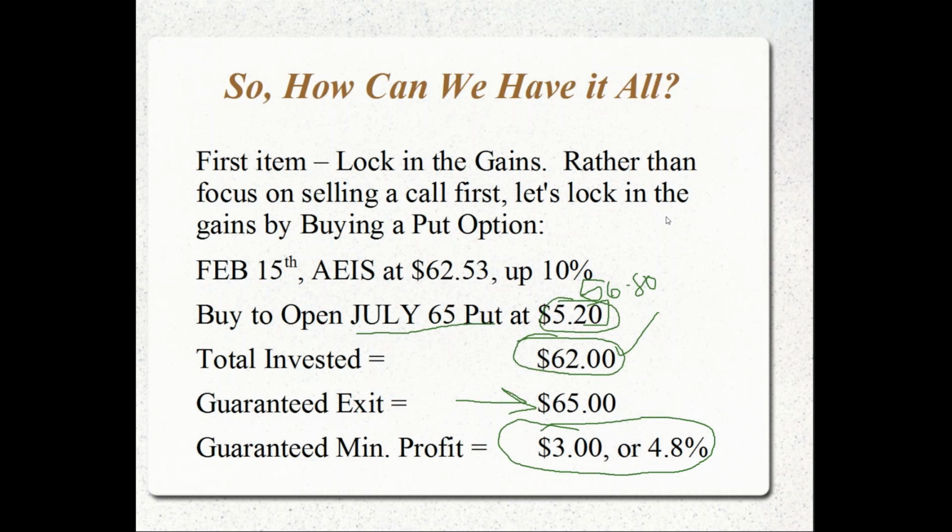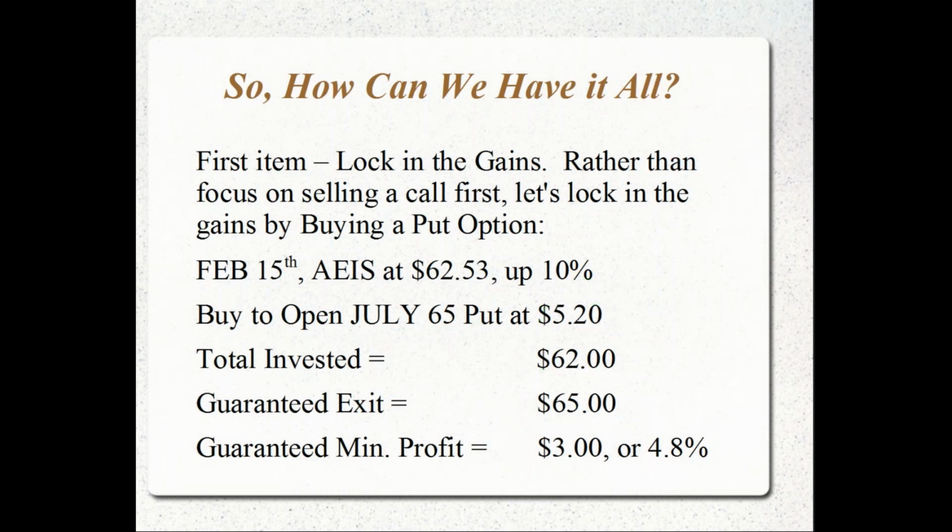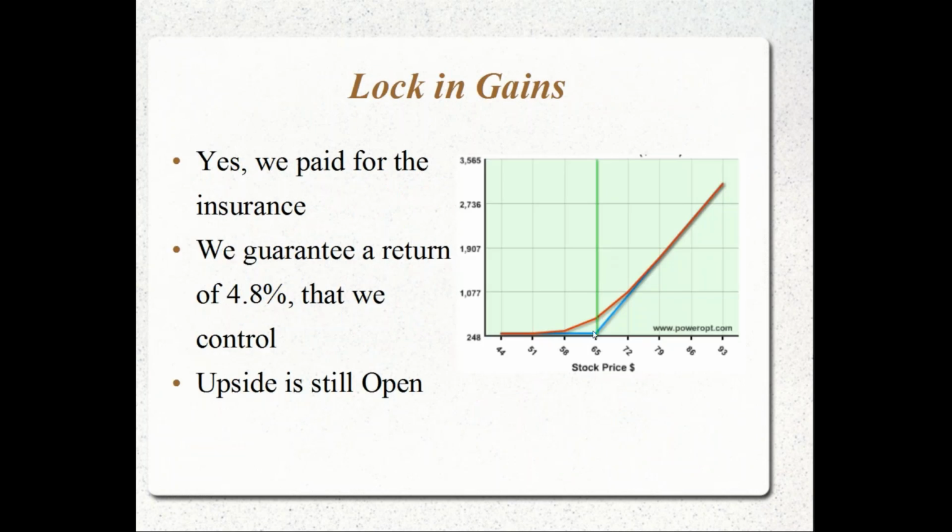Okay, so what are we doing here? Well, we're using an option instead of to generate income up front to protect the loss. Now, what do we mean by guaranteed exit? Remember, cost basis of 56.80 on the stock, I'm paying out 520 for that July put, 5 months away of guaranteed protection, but the put didn't go to zero. So that means even if AEIS opened the next day at $40 per share, $30 per share or lower, I can force someone to buy my shares of stock at 65, and I'm guaranteed to make 4.8%. And I control that. I don't have to exercise it.